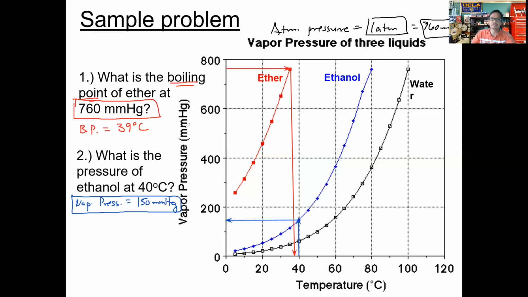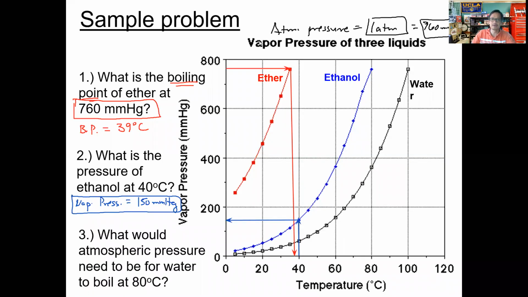Let's do one more question before we finish up with this graph, this page here. The question then is, what would the atmospheric pressure need to be for water to boil at 80 degrees Celsius? So go ahead and answer that question. The question is about atmospheric pressure now, not about vapor pressure. Go ahead and take about 30 seconds to answer that question.